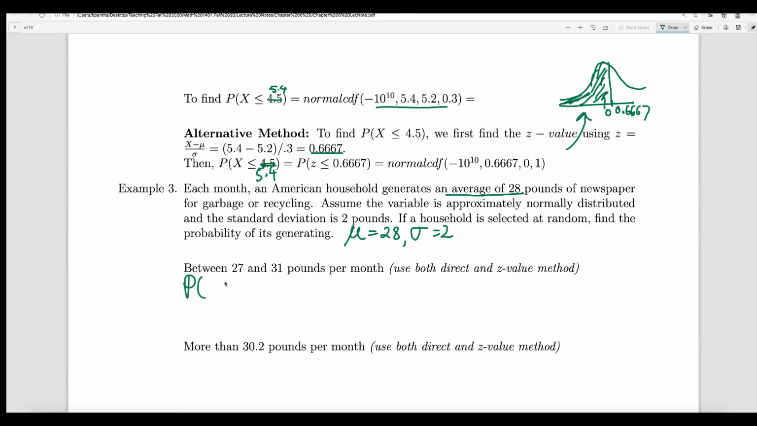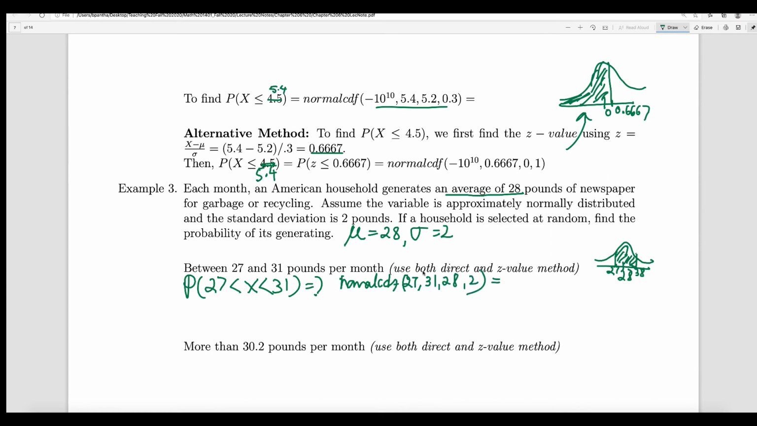So what do you do? Probability that 27 less than x less than 31 equals what? If you do it directly, how do you do that? Let me make the figure for that. So the mean is 28, right? 27 is somewhere here, 31 is somewhere here. So you are trying to find the area between those two. How do you do that? It is normal CDF. The left bound is 27, right bound is 31, mean is 28, sigma is 2. If you enter that, you will get the answer.